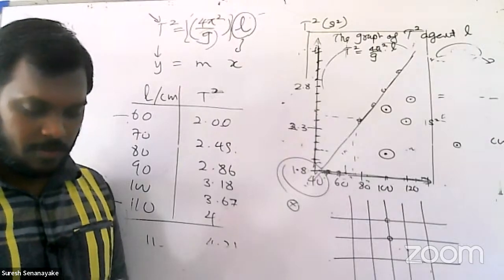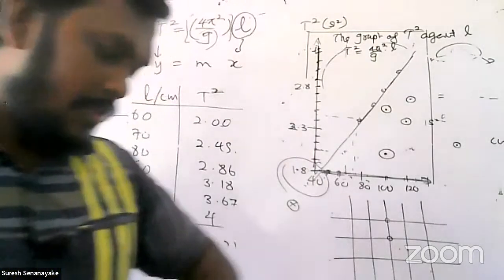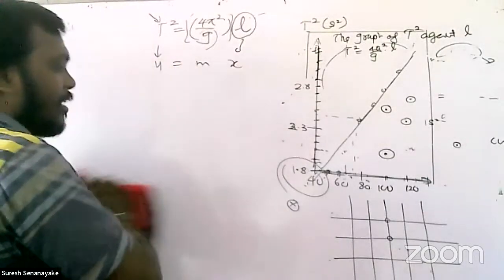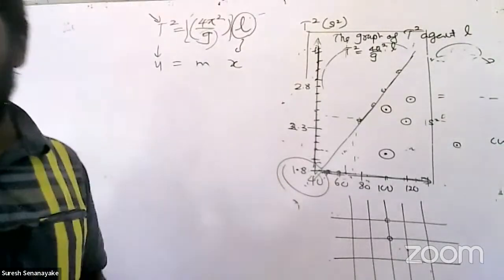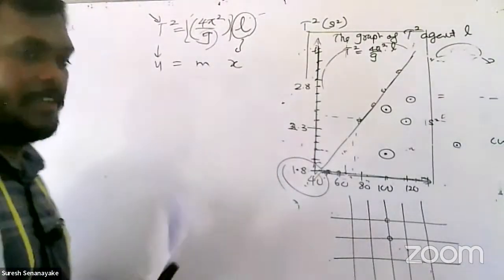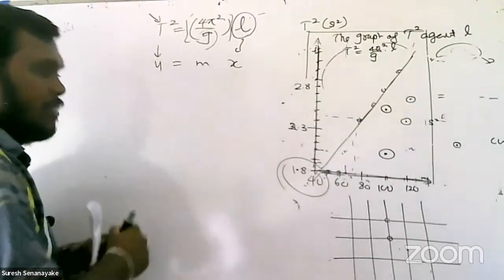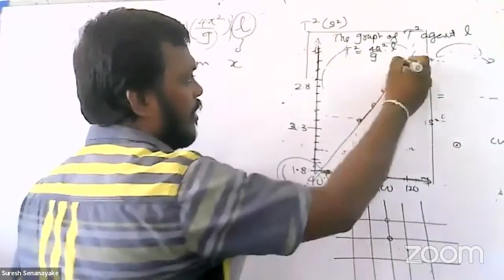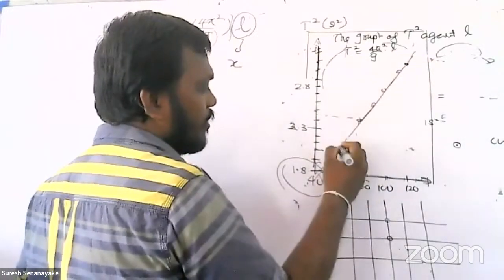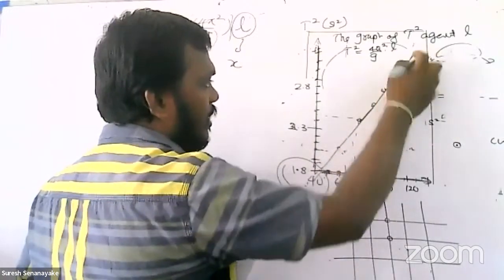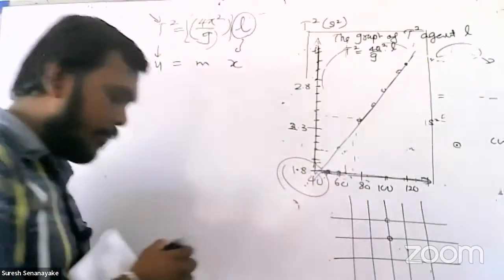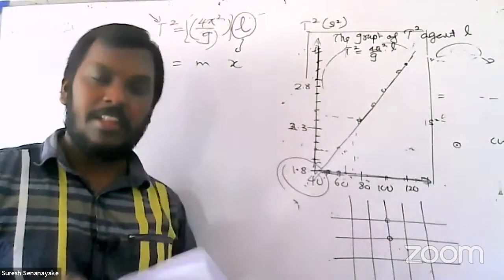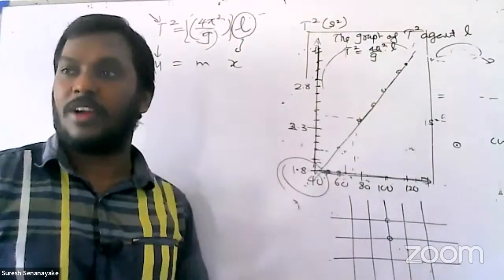Okay, then the slope and gradient. A very important piece of data you can take from the graph is the gradient, or we also call it the slope. When you want to find the gradient, you need to choose 2 points on the graph. These 2 points should not be the data points you chose to draw the graph.